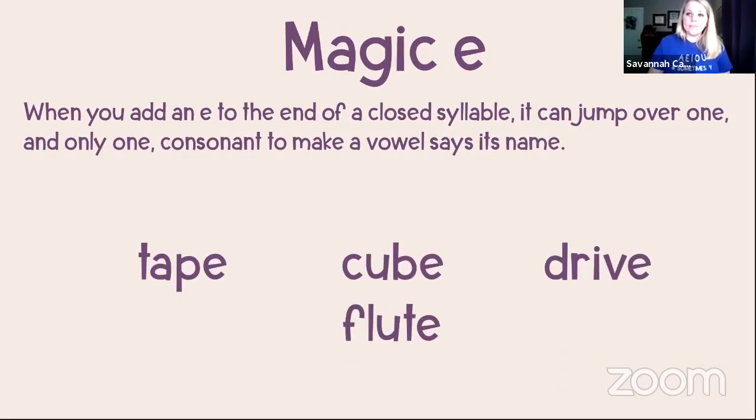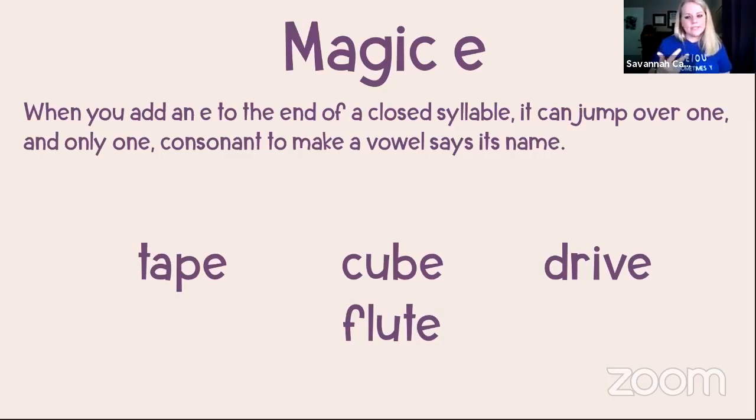So Magic E. You can add an E to the end of a closed syllable. The E can jump over one letter to make a vowel say its name. What I like to do with this is I like to tap out a word, like we will tap out tap and we'll say t, a, p. Okay, how many sounds are in tap? There's 3. And then I'll say, okay, well, let's write it. And then let's say the word tape. Tap it out. All right, now let's write it.